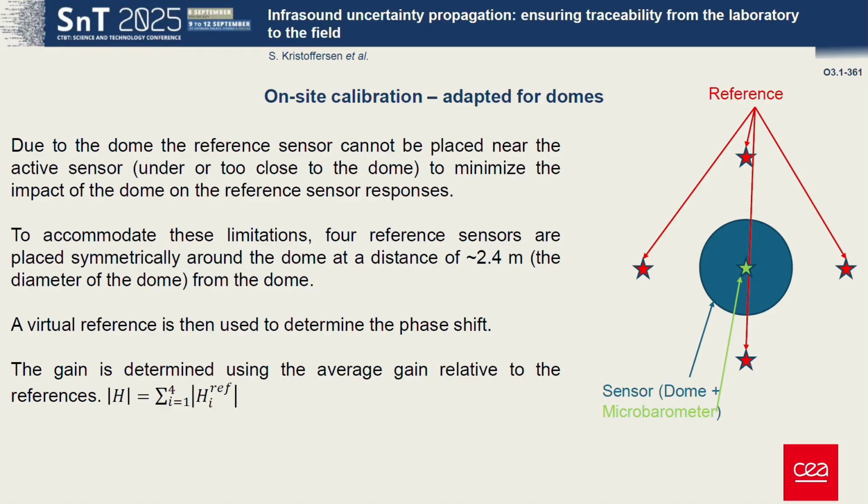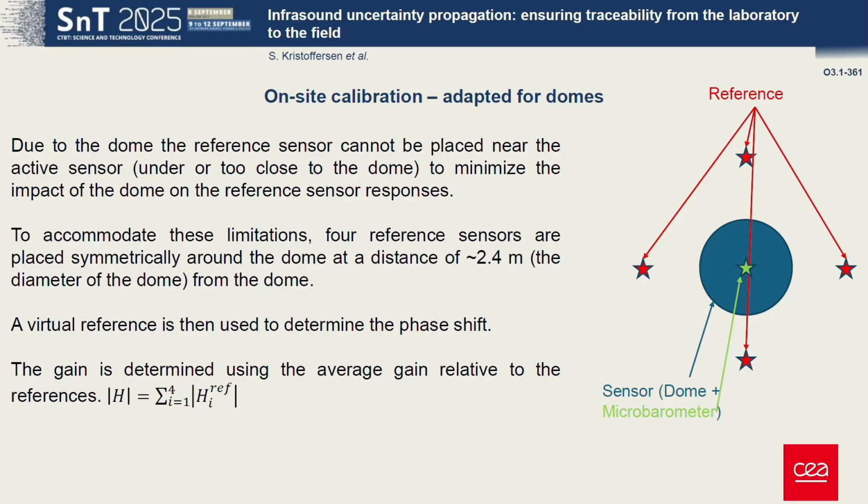If we put a reference sensor right next to the sensor under test, that green star there, it'll be under the dome. It's no longer going to be a reference sensor in that case. So we had to place our reference sensors, basically put 4 of them symmetrically outside the domes to avoid too much of an impact from the domes on the turbulence and on the acoustic signals, so that we'd have clean reference signals, so to speak.